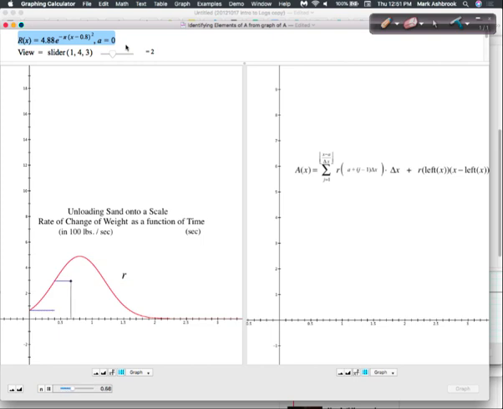Everyone, get a piece of paper and a pencil, and try to predict. What do you think this function is going to look like based on the approximate rate function?